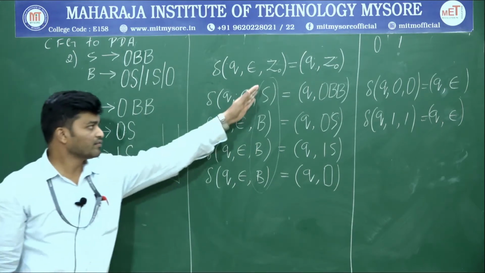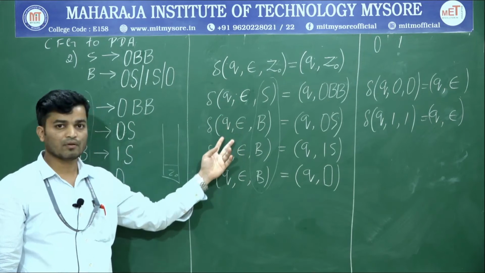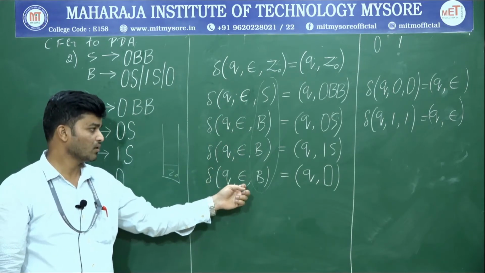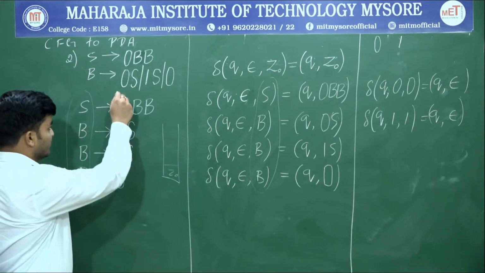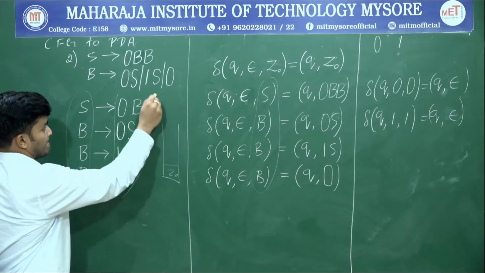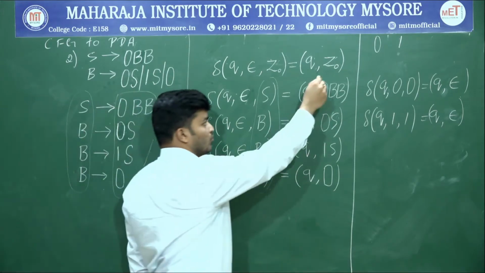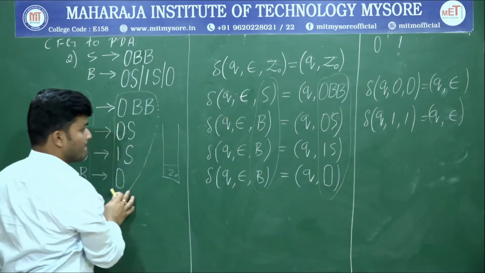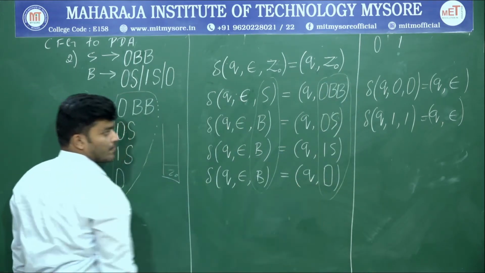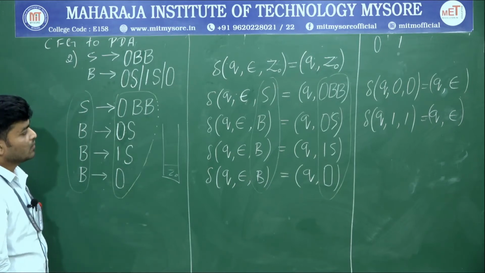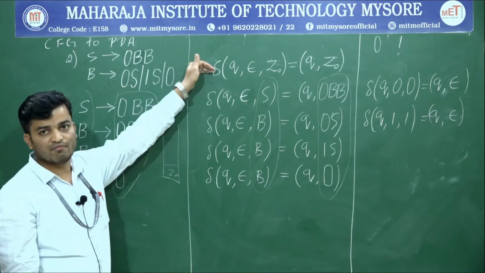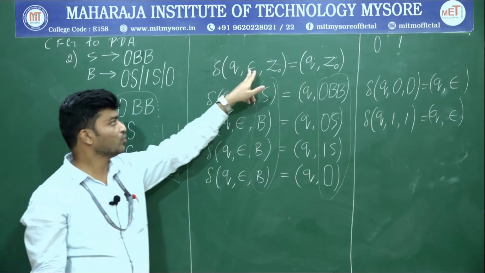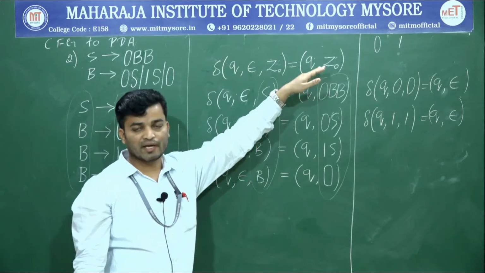For the variable we list Q comma epsilon, that is the same, and whatever is present on this side you write over here: Q comma this second term. So this first transition is the same for all problems. Because we don't know the input, we just push that one, and again we get Z0.